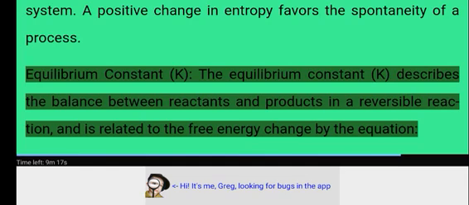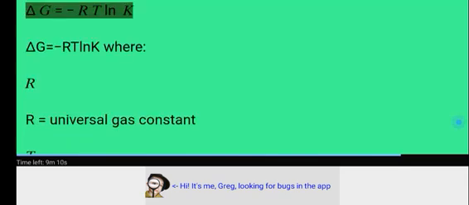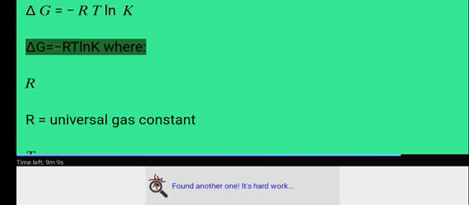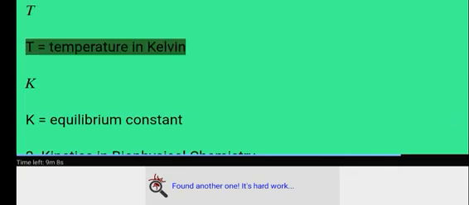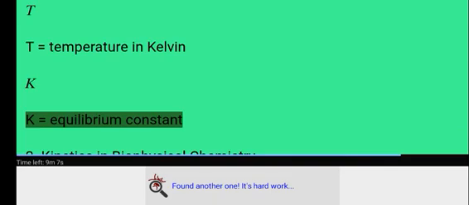Equilibrium constant, K. The equilibrium constant K describes the balance between reactants and products in a reversible reaction and is related to the free energy change by the equation delta G equals minus RT ln K, where R equals the universal gas constant, T equals temperature in Kelvin, and K equals the equilibrium constant.